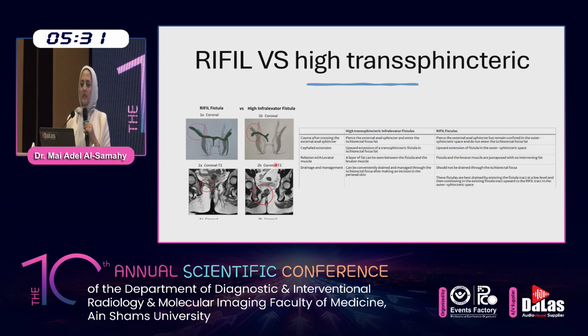So one of the very important differentials between rifle and high transsphincteric fistula. It's very important to differentiate between both. As we said, they have different surgical approaches. The high transsphincteric fistula will be mostly drained through the skin. But the rifle fistula, as we said, might need another pathway, an additional pathway. As we see here, this is a high transsphincteric fistula, and this is a rifle fistula. There is a considerable amount of fat separating this fistulous tract from the thinned out levator ani here. But here, we cannot differentiate the collection or the tract from the levator ani.